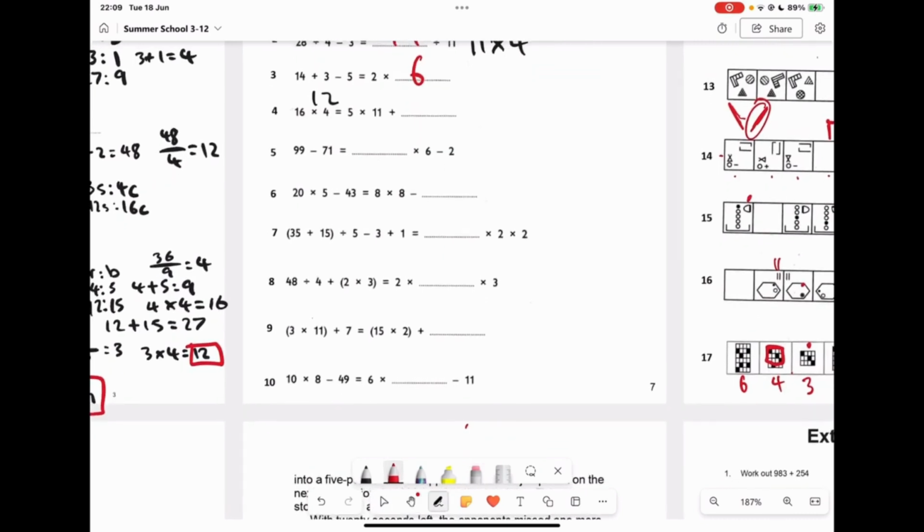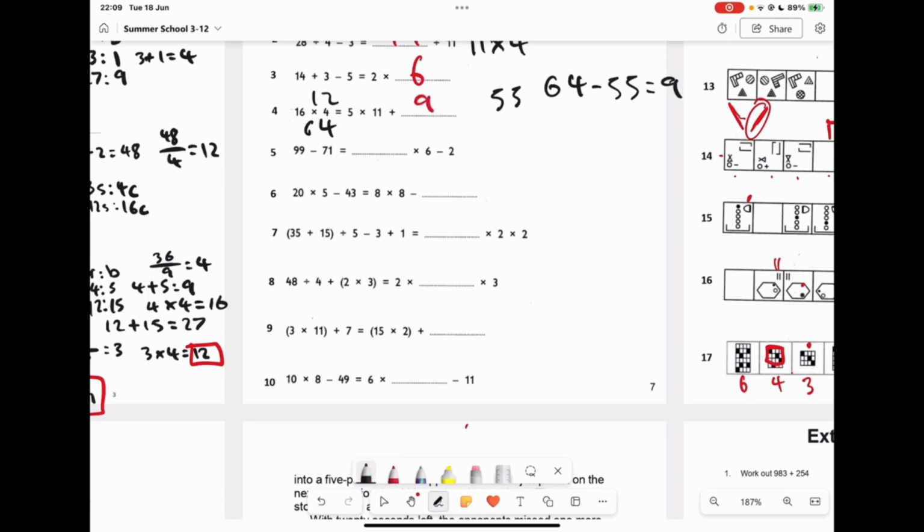Okay, question 4. 16 times 4 is equal to 5 times 11 plus something. Well, 16 times 4, we can do the column method, but that equals 64. And then 5 times 11 plus something is equal to 64. So we can do 5 times 11 first, which is 55. And then plus something is 64. So 64 minus 55, and that equals 9. So the answer for question 4 is 9.